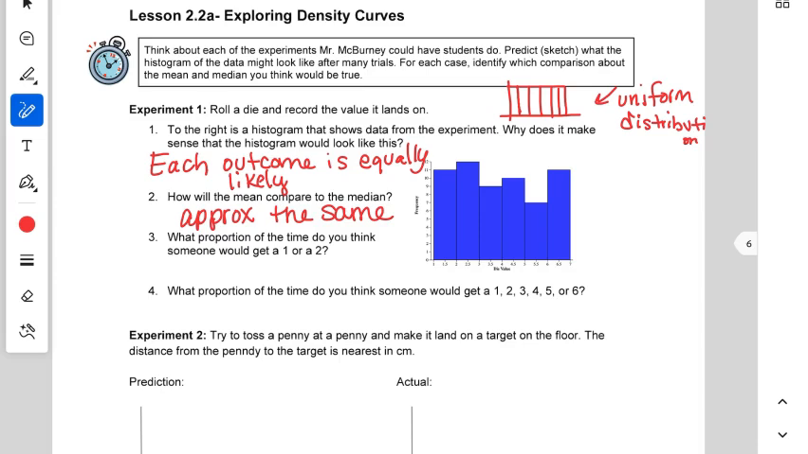What proportion of the time do you think someone would get a 1 or a 2? So 1 or a 2? Well, it'd be 2 out of the 6, which is 1/3, which is 0.3 repeating, which if we were to write that as a percent, we'd get 33.3%. What proportion of time do you think someone would get a 1, 2, 3, 4, 5, or 6? That's all the outcomes. So that's 100%, 6 out of 6.